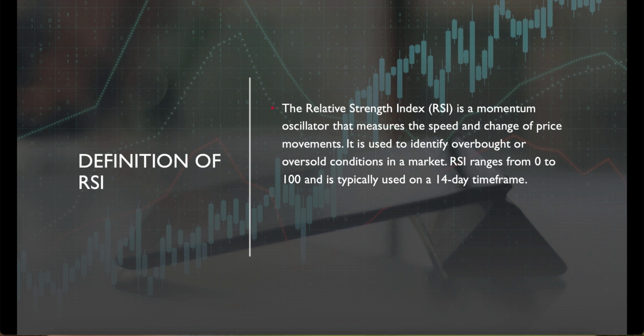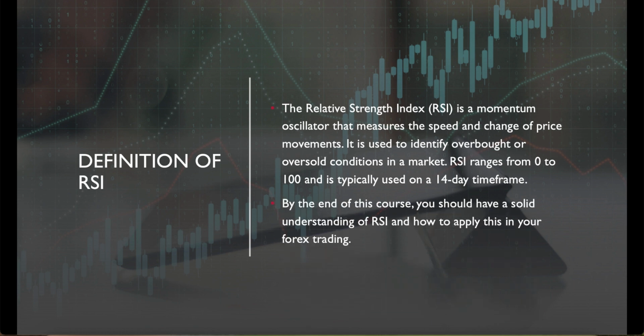So what is RSI? RSI is basically a momentum oscillator that measures the speed or the change of price movements. A lot of traders like to use it to identify trends. It tells us, for example, whether the market is oversold or overbought. It typically ranges on a scale from 0 to 100. I'll be explaining how that works in the next slide, so please stay tuned. And by the end of this course, you'll have a much better understanding.